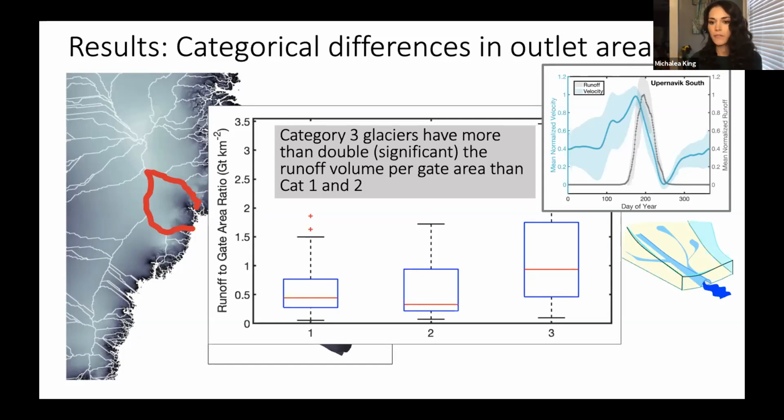And I think part of that might be due to the fact that there's a greater volume per area of runoff that has to pass out these outlets, so that it's really easy to form these channelized drainage networks.